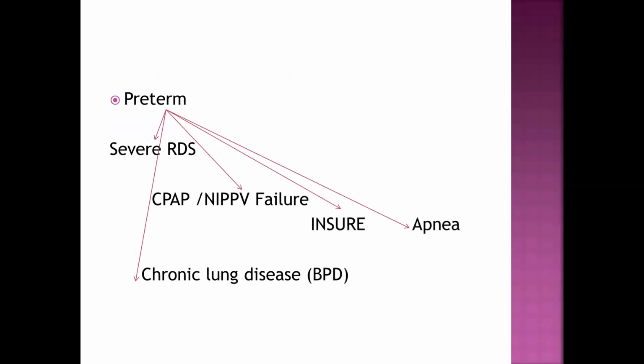Coming to the causes in a preterm, the first would be severe RDS, CPAP or IPPV failure, failure to give surfactant by the INSURE technique if LISA is not practiced, or in case of recurrent apnea, chronic lung disease.